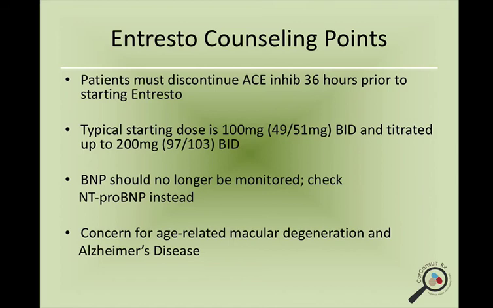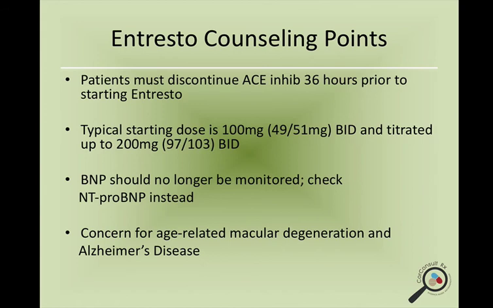Some long-term concerns that we have: one is age-related macular degeneration, and the other is Alzheimer's disease. The amyloid beta peptides that are normally broken down by neprilysin, once that's inhibited, in theory could start accumulating and form the amyloid plaques that are a concern with Alzheimer's. So this is something that they're monitoring very closely, and only time will tell to see if it's an actual concern or not.